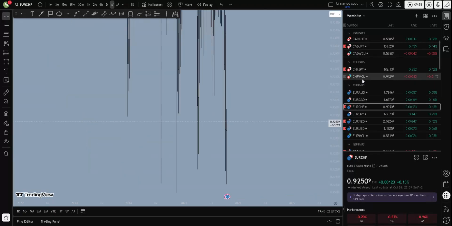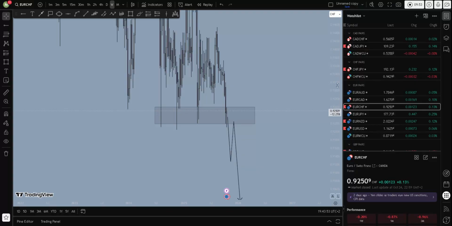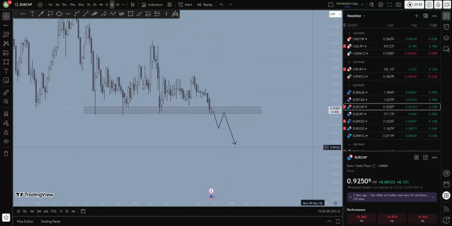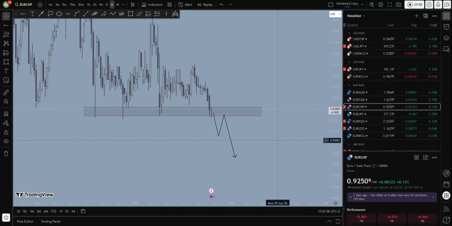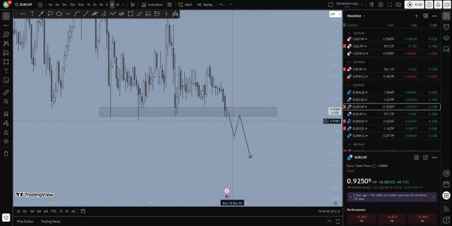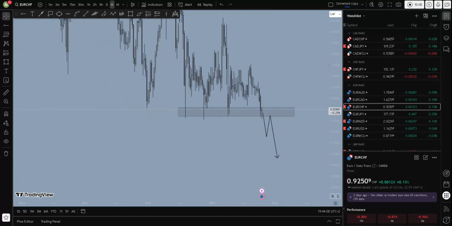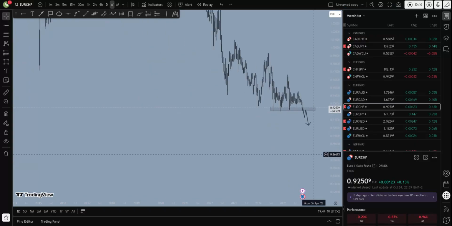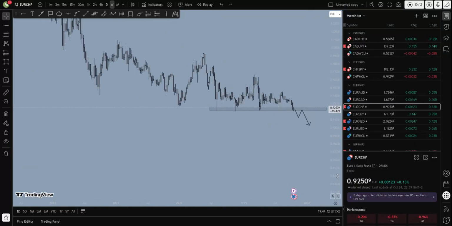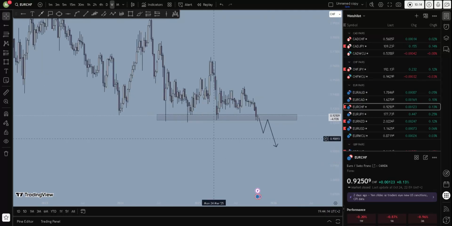Okay, Euro Swiss franc. Yeah, extremely bearish. Just need to break through that support, wait for a retest, continuation. Right? Yeah, don't even need to go through the other time frames.